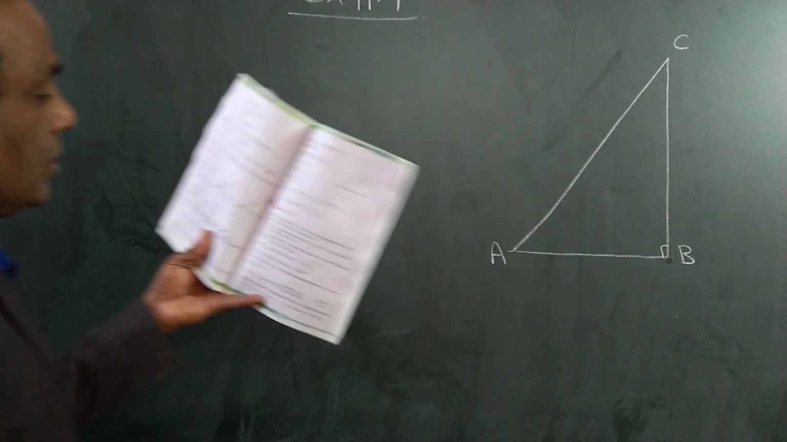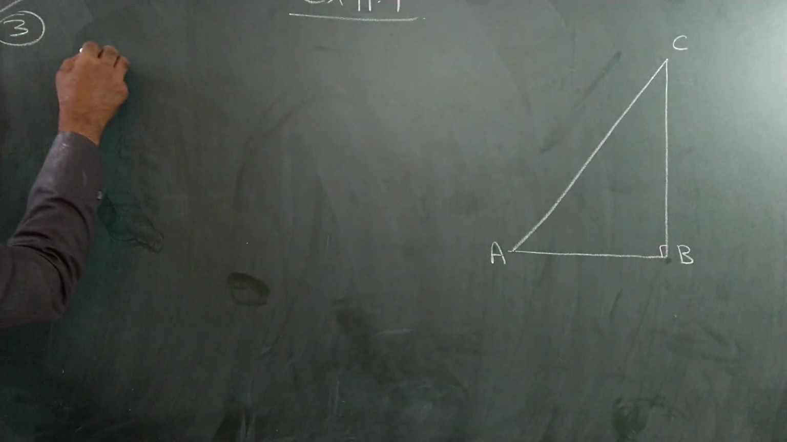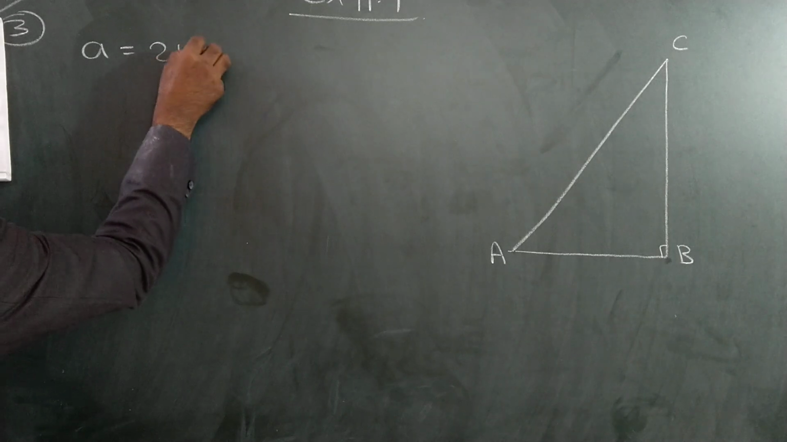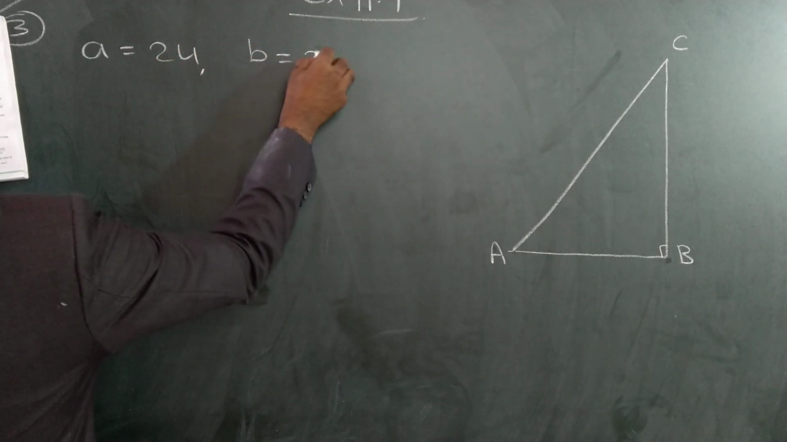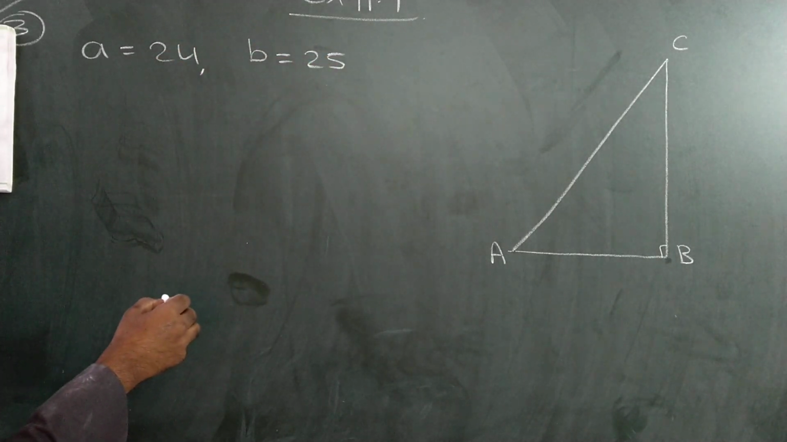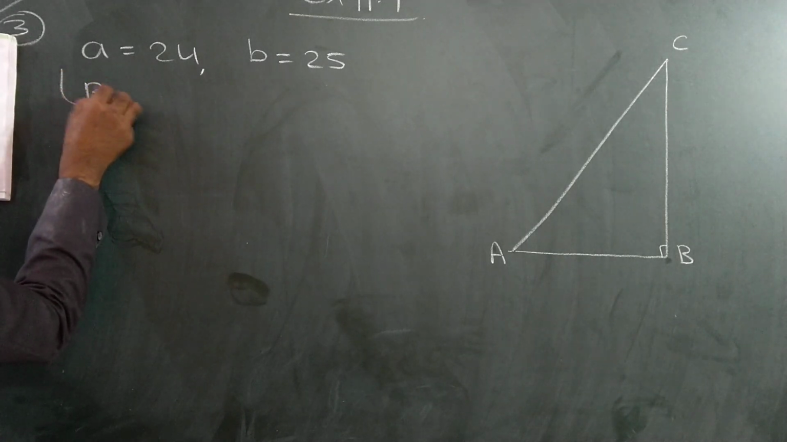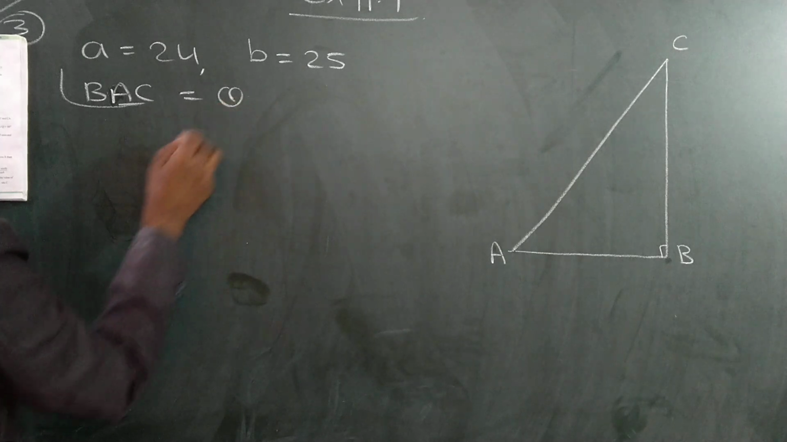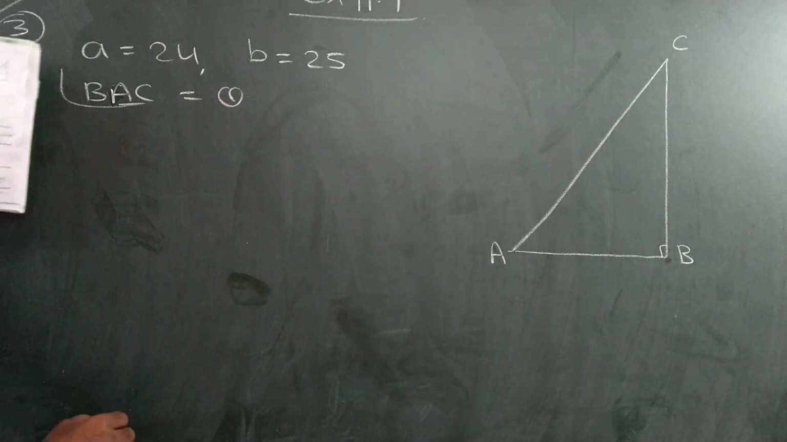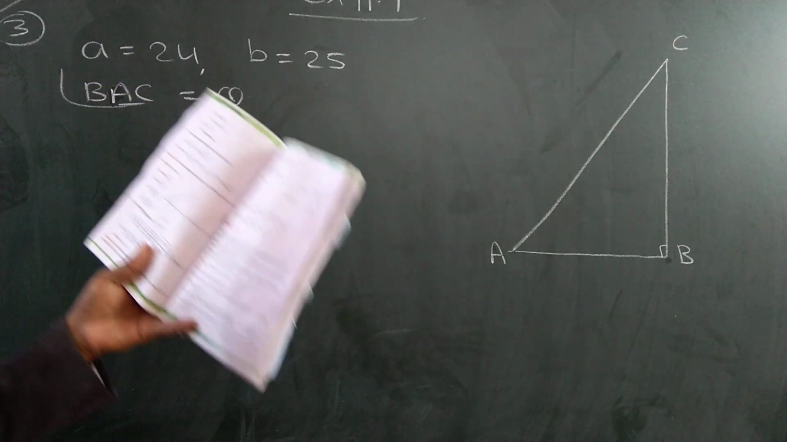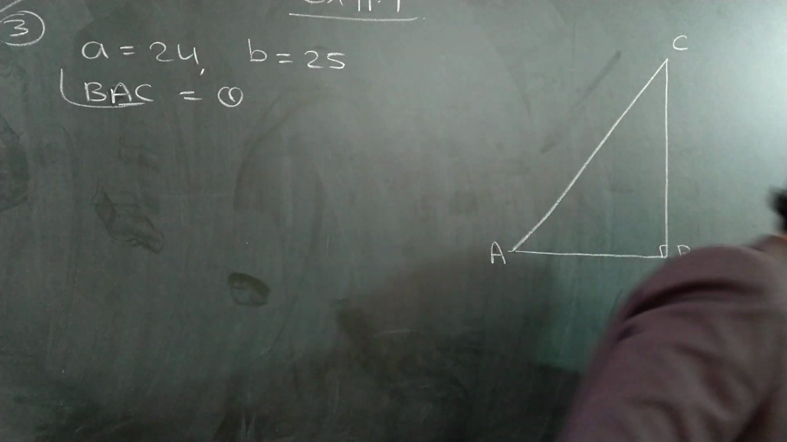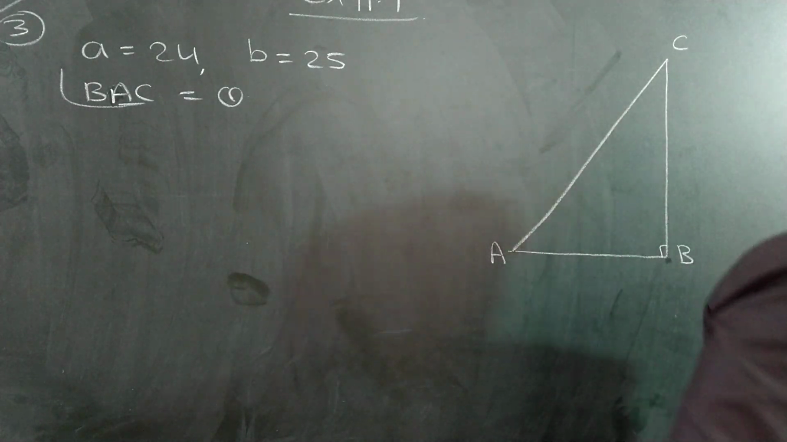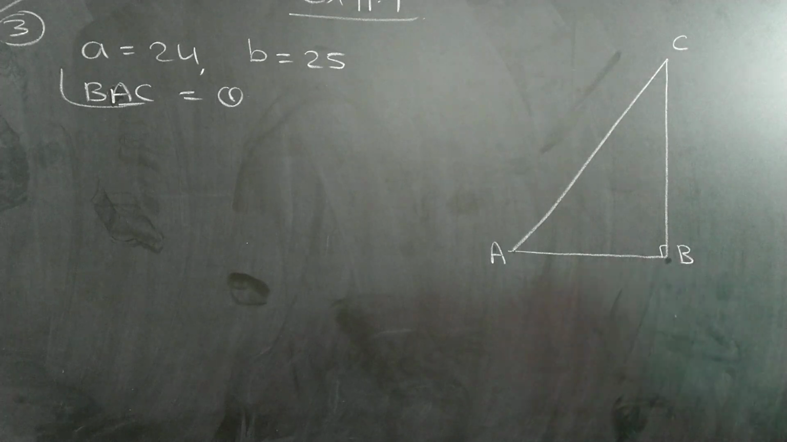Now, a is equal to 24, b is equal to 25. Angle BAC is equal to theta. Find cos theta and tan theta. That is the question. Read the question once again.